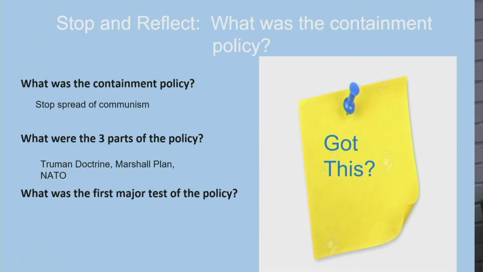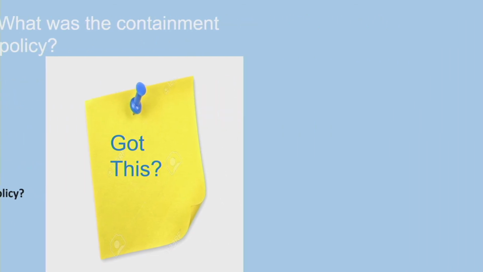The three parts of the policy: the Truman Doctrine, right, to provide military assistance to countries fighting communism, the Marshall Plan to rebuild European economies, and NATO, our military alliance. And the first test of that policy came with the Berlin airlift in 48 and 49. Awesome. All right, let's go on.